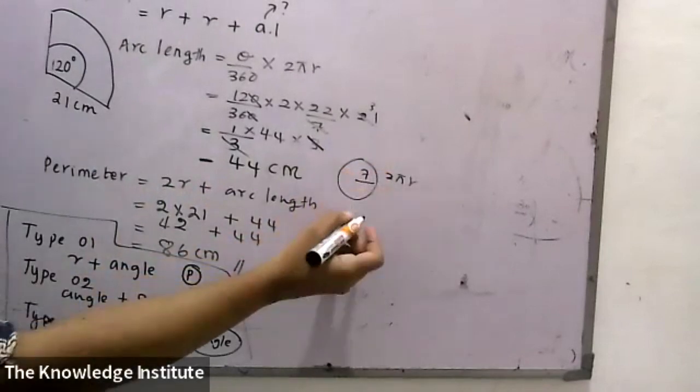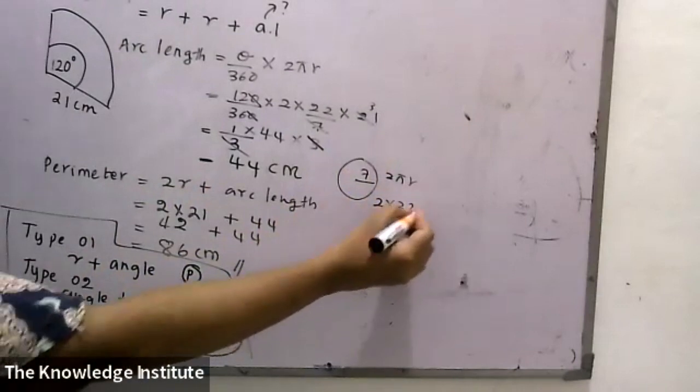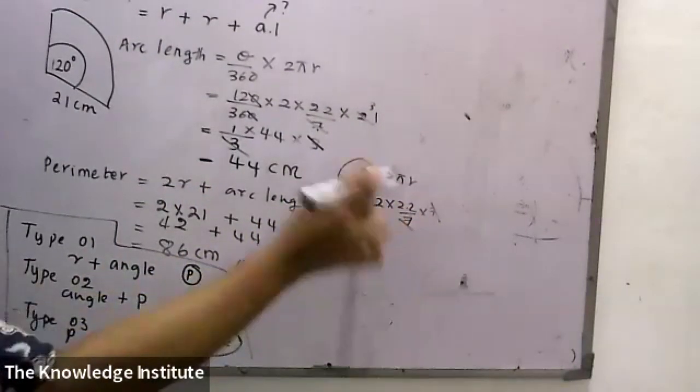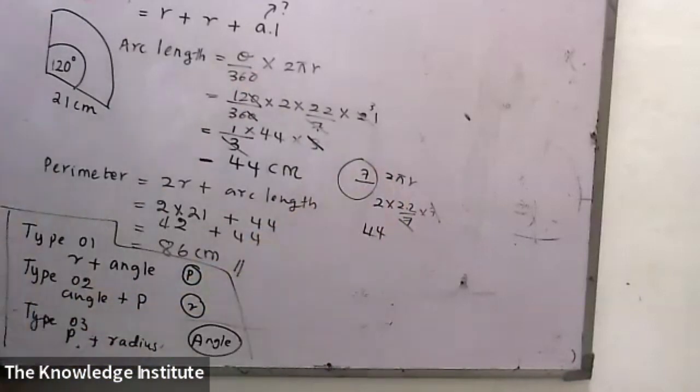Let's say the radius is 7 centimeters. So 2 into 22/7 into 7 centimeters. 7 will be cut off. 2 into 22 is 44. Got it?